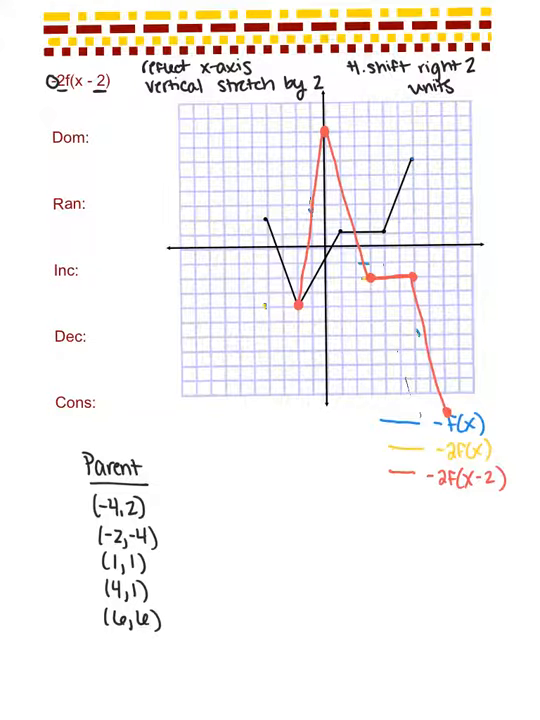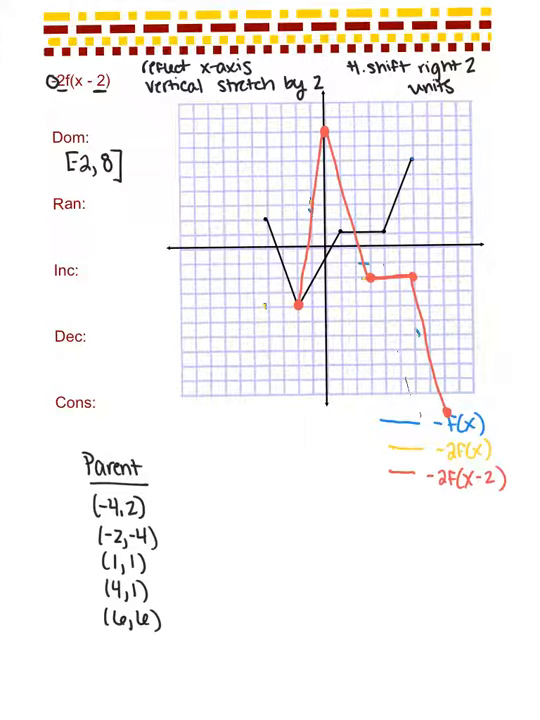So for my domain, I've had several transformations, but really the only thing that has changed my domain is that shift to the right 2 units. So I can see I'm now starting at negative 2, and then I'm not ending at 6 anymore. Now I'm going all the way to 8. Now the range has been greatly affected, the y values, because they were reflected and they were stretched by 2.